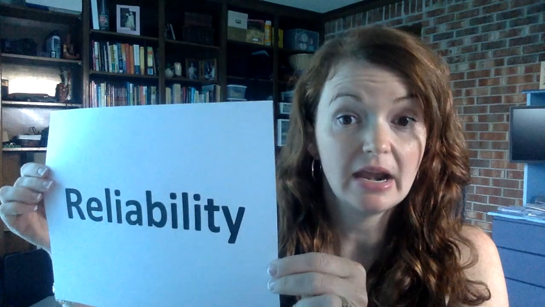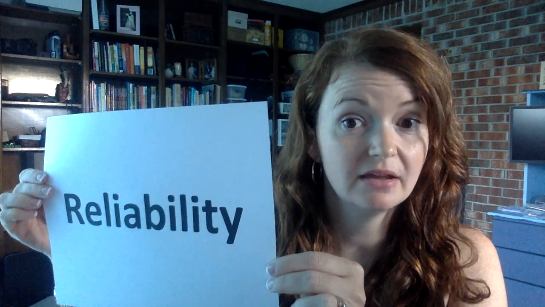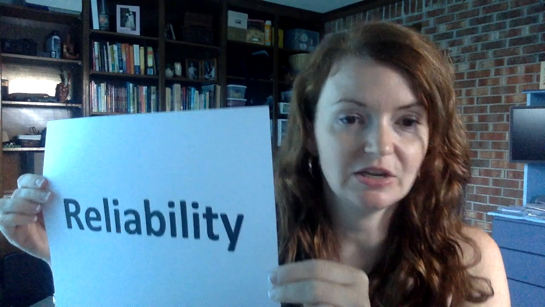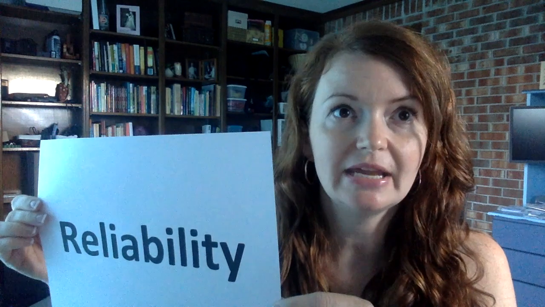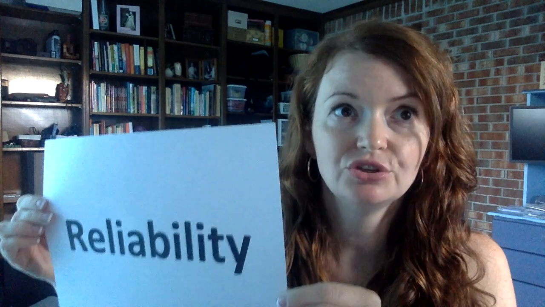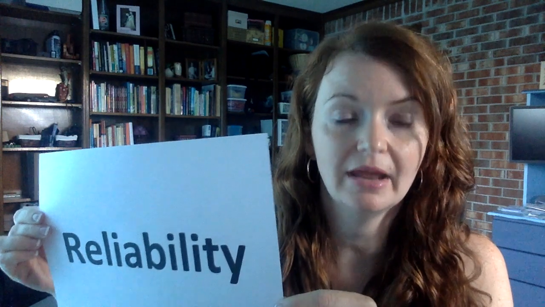First, we're going to talk about reliability. And the first thing I'm going to do is give you a big, scary definition of reliability. But don't worry, I'll explain it to you with an example. Reliability is consistency in performance or action. Basically, doing the same thing over and over again.